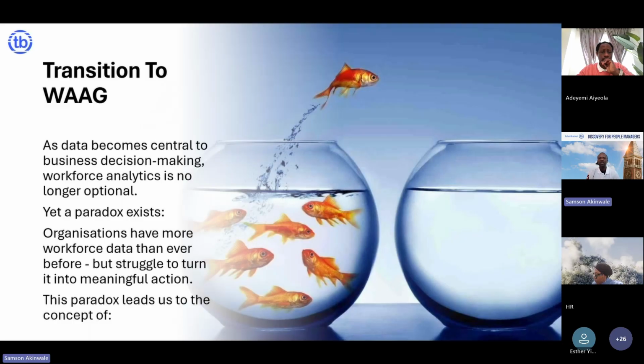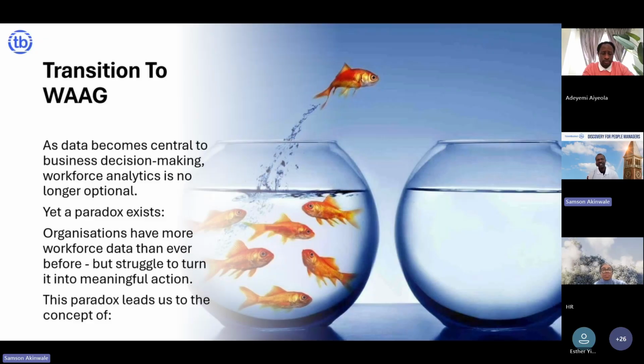Now, how do we get into WAG, which I mentioned earlier? And what is WAG in the first place? WAG is Workforce Analytics Absorption Gap, meaning there is a gap in the rate at which the workforce or labor force in general absorb those analytics.